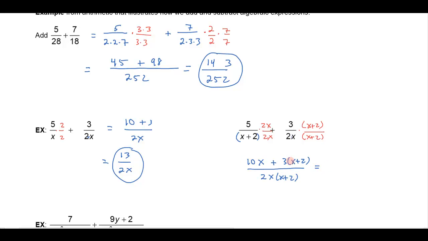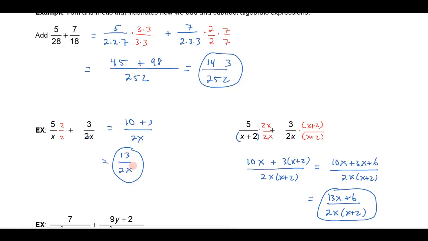Okay, so now I just need to simplify my numerator here. That's 10x plus 3x plus 6 all over the 2x times x plus 2. Now you'll notice I didn't multiply out the denominator. It's usually better to just leave that factored. Alright, so let's combine my like terms. I'm going to get 13x plus 6 all over the 2x times x plus 2. And you see that that's my answer here, very different from my answer over here to this other problem. Okay, so let's move on to the next problem there.